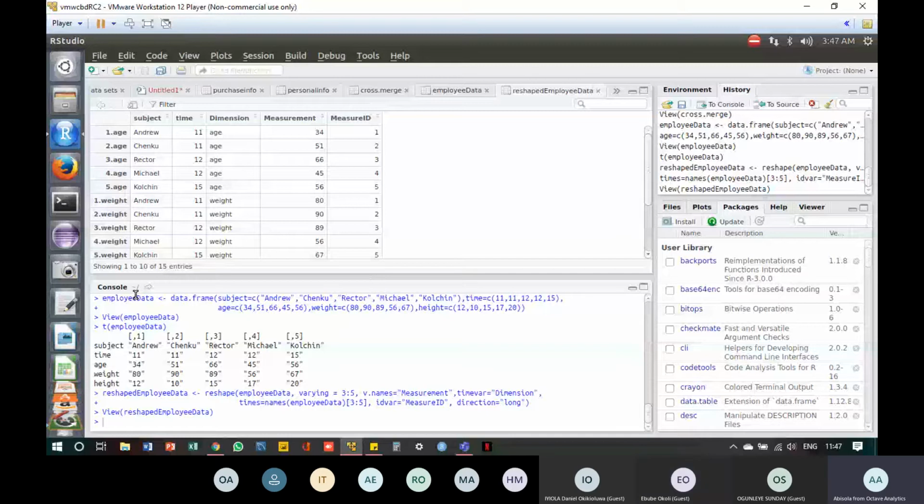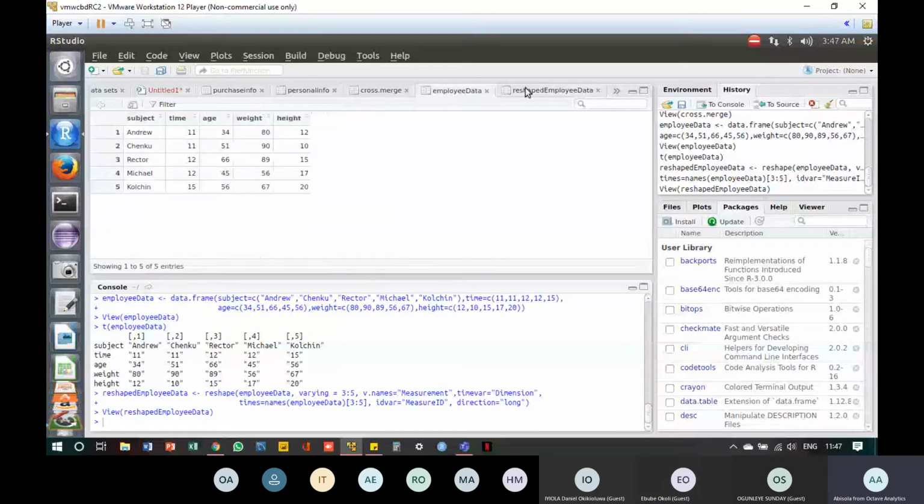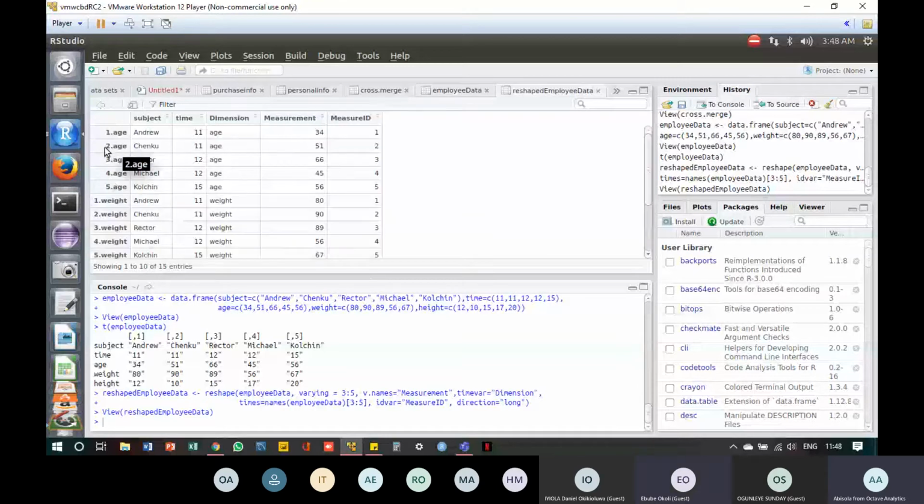So this measurement took in all these values. For example, if you look at this, the best thing to do is to look at the reshaped data and to look at the argument you passed in. Sometimes you use your results to understand the function you performed, or whatever analysis you performed on your data. So look at 2.age and measurement, you have 51, right?